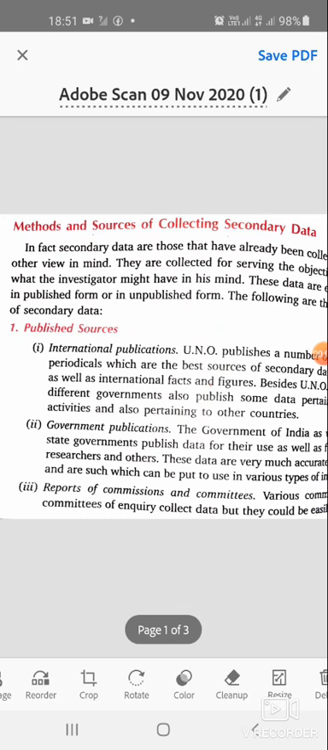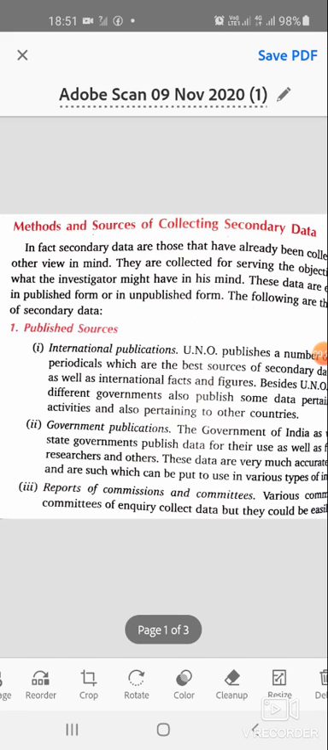Good morning, dear student. In the previous class, we discussed the different methods of collecting primary data. Now, in this class, we are going to discuss the different sources of collecting secondary data.